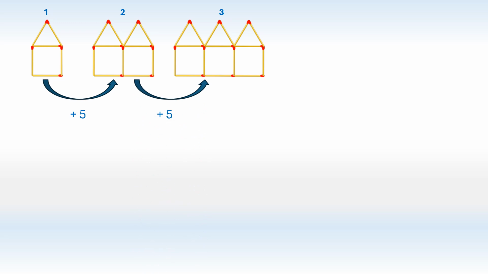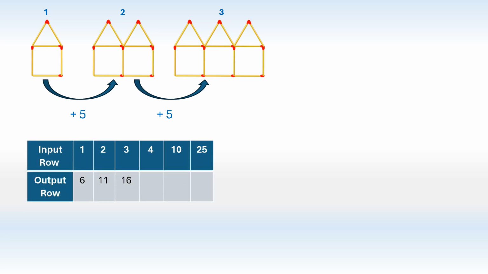Now let's put that in a table. So in the table, the input row is the number of the row each matchstick appears in. The output row is the number of matchsticks in each row. So in the first row, we have 6 matchsticks. In the second row, we have 11. In the third row, we had 16. Now we need to find out the 4th number, how many matchsticks are in the 10th row, and how many matchsticks are in the 25th row. So we're going to use our formula.